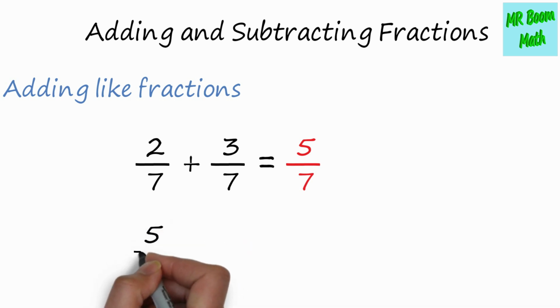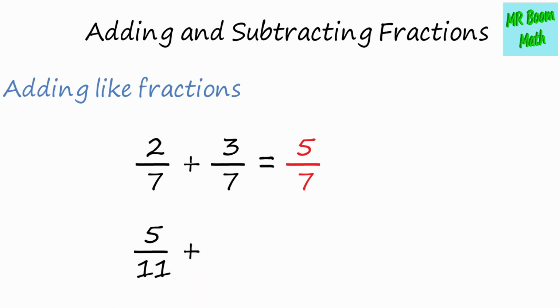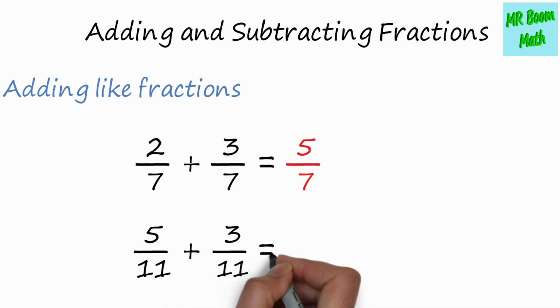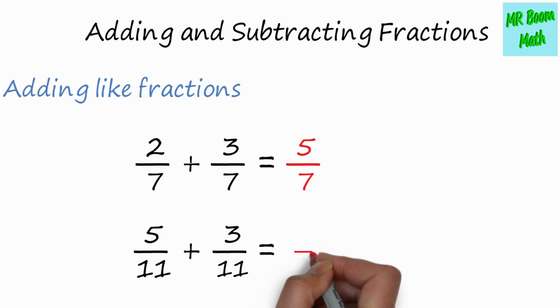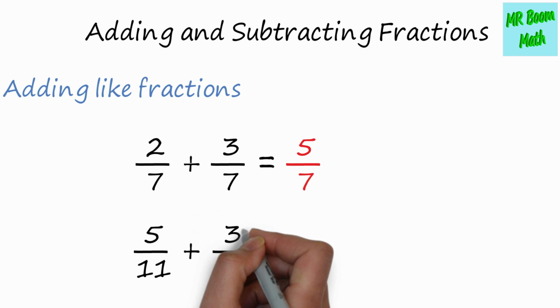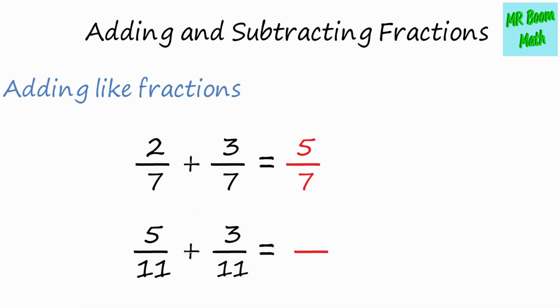Let's see a few more examples, like this one. 5 over 11 plus 3 over 11. Since the bottom numbers are the same, it's easy to add these fractions. All we do is add the top numbers together. 5 plus 3 equals 8. And that's the top number of our answer. Then we just keep 11 as the bottom number of our answer. So 5 over 11 plus 3 over 11 equals 8 over 11.